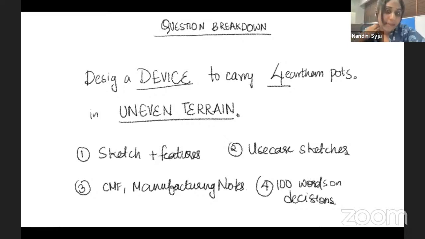Point number 3 is CMF and manufacturing notes. Let me repeat: CMF and manufacturing notes. CMF stands for color, material, and finish. And then we have our manufacturing notes, which means nothing. It's just a big word. Like I said in the beginning of this video, it literally just means a couple notes on, okay, this is going to be put in a lathe machine, or let's say that this is going to be heat bent, right? So it's a good idea for you guys to expose yourself to some basic common manufacturing techniques, but it doesn't have to be.